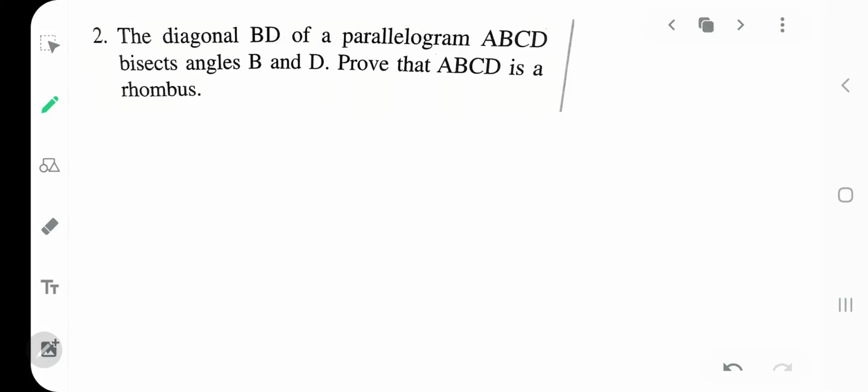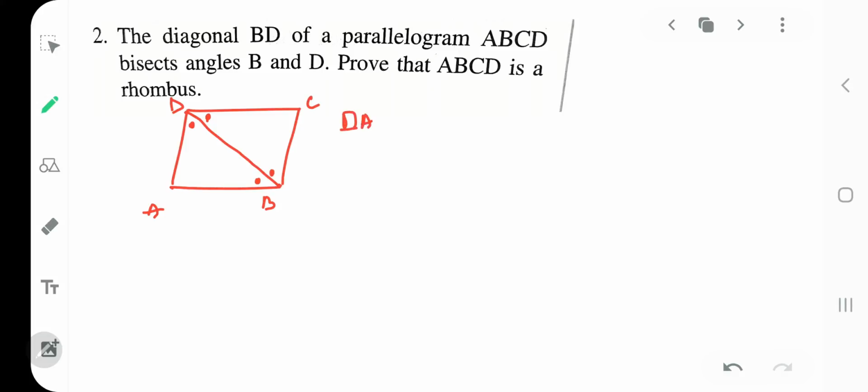Next we have diagonal BD of a parallelogram ABCD. So I'll draw ABCD first. Diagonal BD, so I'll join this. Diagonal BD of a parallelogram ABCD bisects angle B and D. Of course the diagonal bisects, so these angles are equal. Prove that ABCD is a rhombus. You have to prove that quadrilateral ABCD is a rhombus.